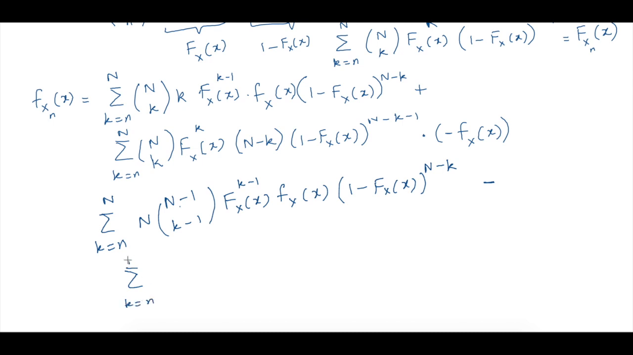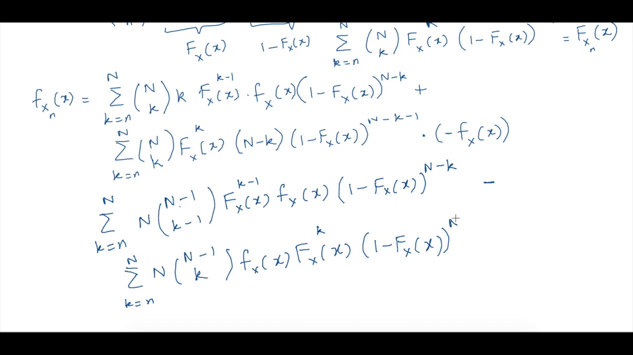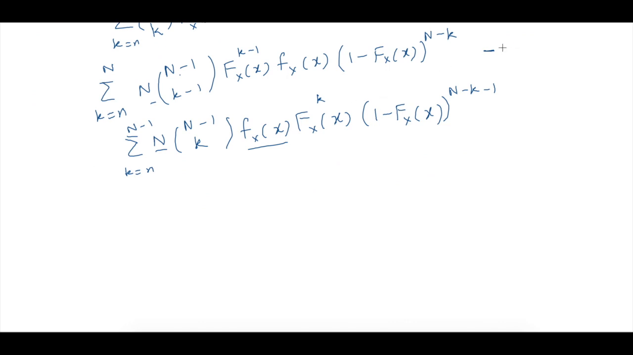is equal to n, and the second tool I have to use is n minus k times n choose k, which is n times (n minus 1 choose k), f of x, F(x)^k, and then (1 minus F(x))^(n minus k minus 1). Okay, alright. Now we make a change of variables in the first summation. So m is equal to k minus 1 in the first sum.